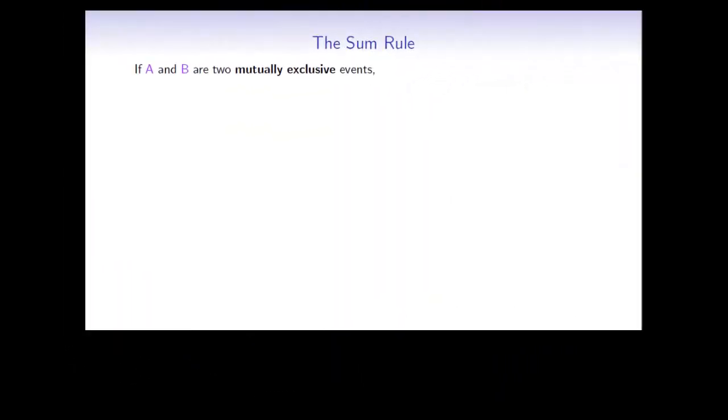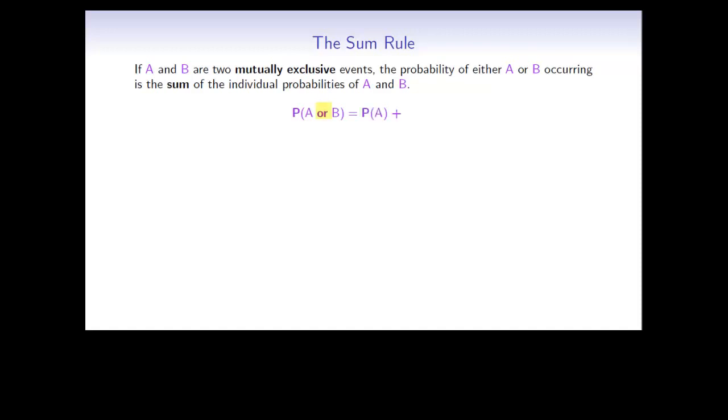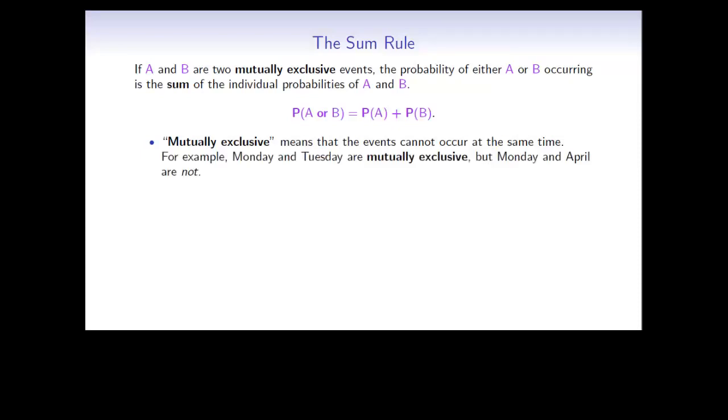Now the sum rule. If A and B are two mutually exclusive events, then the probability of either one or the other occurring is the sum of the individual probabilities for A and B. In other words, the probability of A or B is the same as the probability of A plus the probability of B. Mutually exclusive events means that the events cannot both occur at the same time. For example, Monday and Tuesday would be mutually exclusive, but Monday and April would not be.